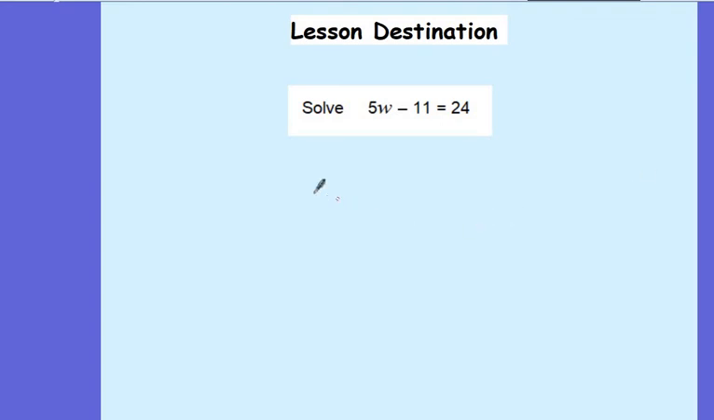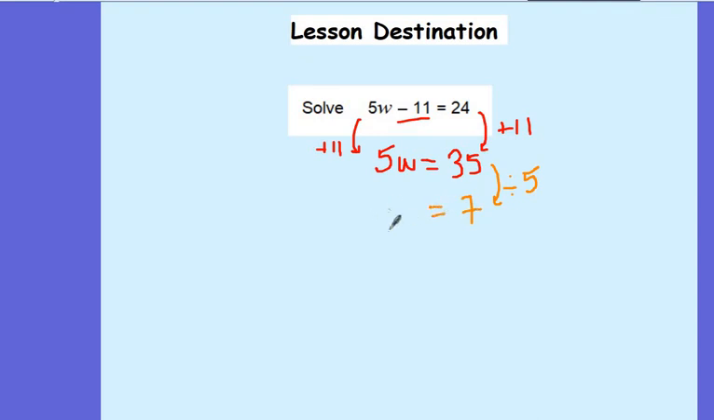Right, Logan, let's go through this one. What's my first step going to be, Logan? I want to get rid of this subtract 11, so the first thing I'm going to do is add 11 to both sides. Adding 11 to both sides leaves me with 5w equals 35. And then what's my next step, Logan? Divide by 5, thank you. Which leaves me with w is equal to 7.